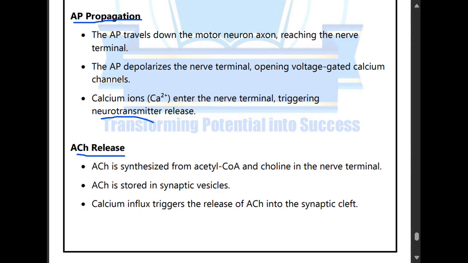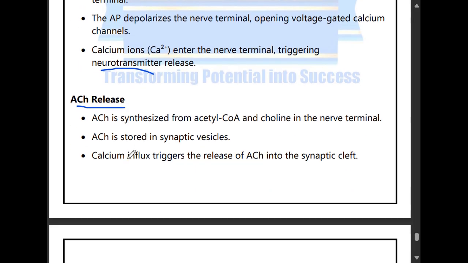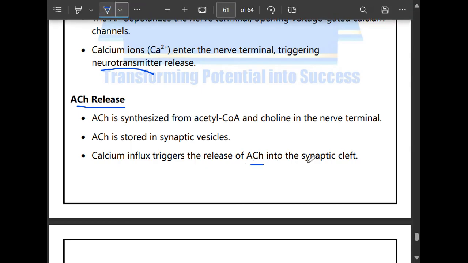Okay, so you need to understand that acetylcholine is synthesized from acetyl-CoA and choline in the nerve terminal. When it has been synthesized, it will be stored in synaptic vesicles. Now, after calcium has influxed into the cell, it will trigger the release of acetylcholine. So that release is into the synaptic cleft.